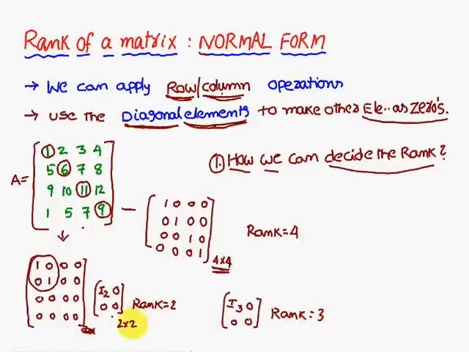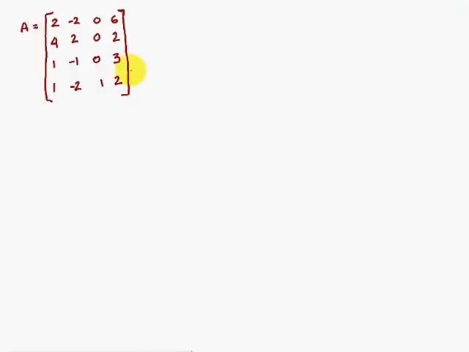This is the concept of a normal form. Now we will discuss one problem. So the given matrix is like this. So now we have to find out the rank of this matrix.